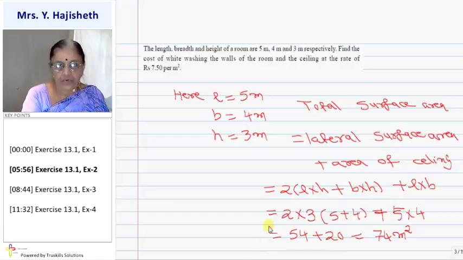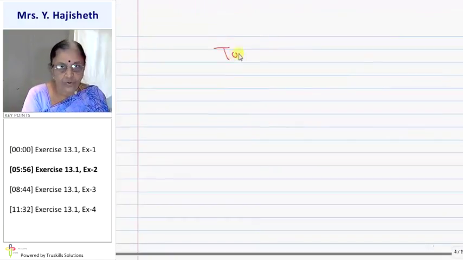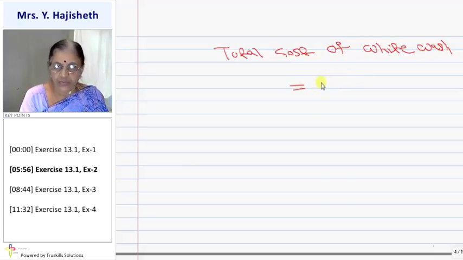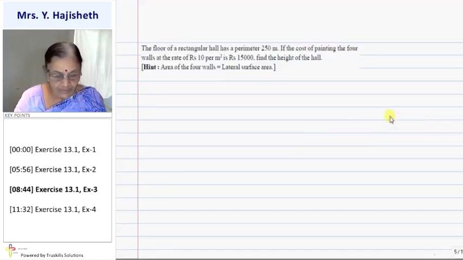Okay. Now the total cost for whitewashing. What is the total cost? It is total surface area into cost per meter square. So cost per meter square is 7.50 into total surface area to be whitewashed, that is 74 meter square. So my answer is rupees 555. Okay.